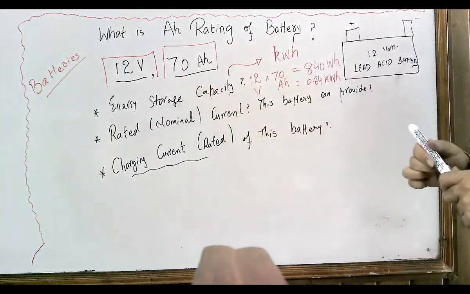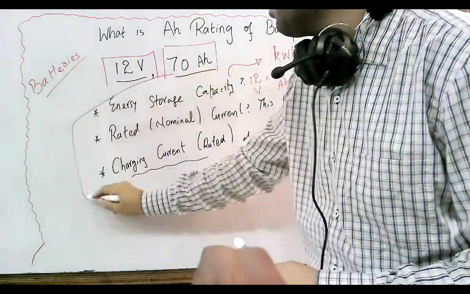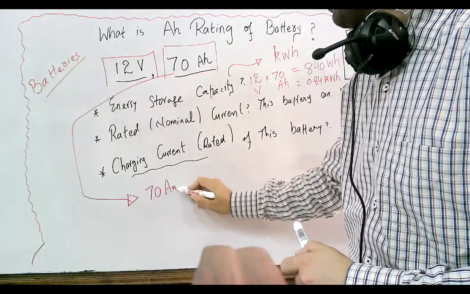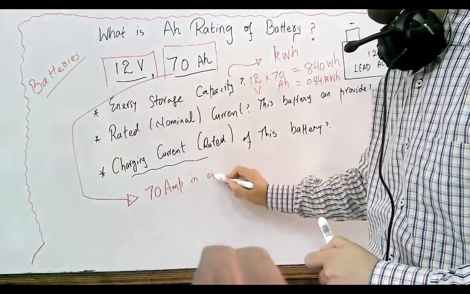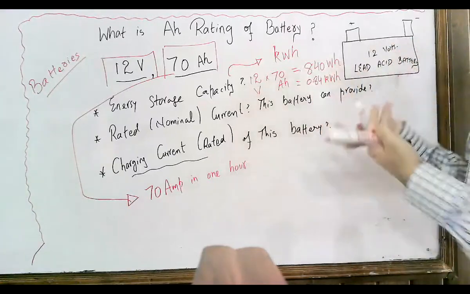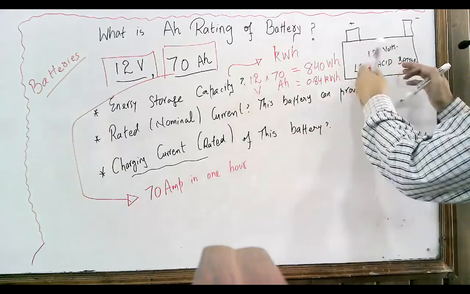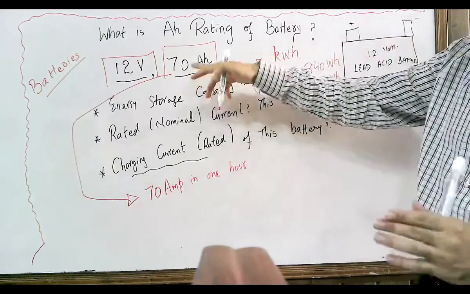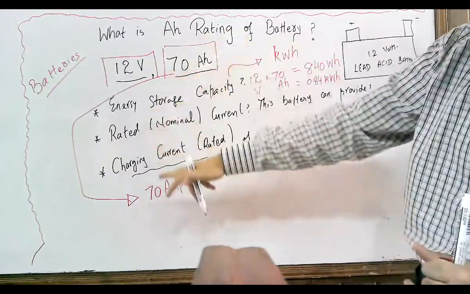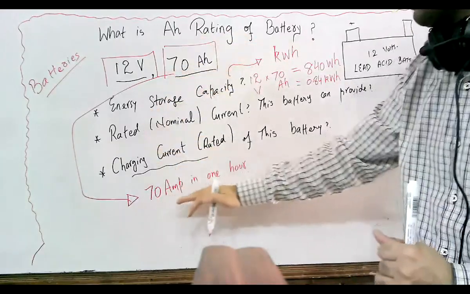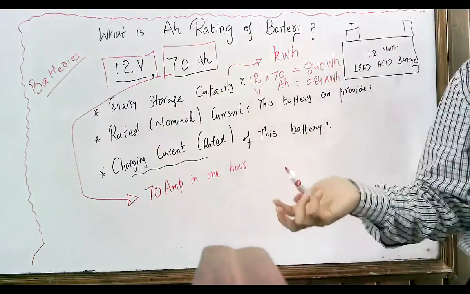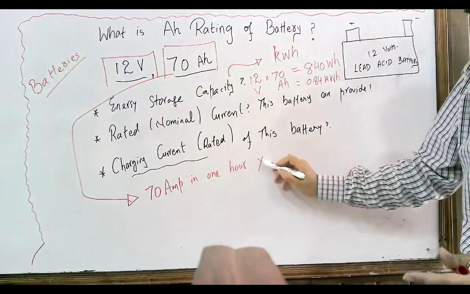Most of the people describe it that 70 ampere hour means that this battery can provide 70 amperes in 1 hour if the battery is fully charged. If people portray this concept that if the battery is fully charged and if it is rated at 70 ampere hour, it means that this battery can provide 70 amperes for 1 hour up till it will then discharge to zero value. But this is a wrong concept.